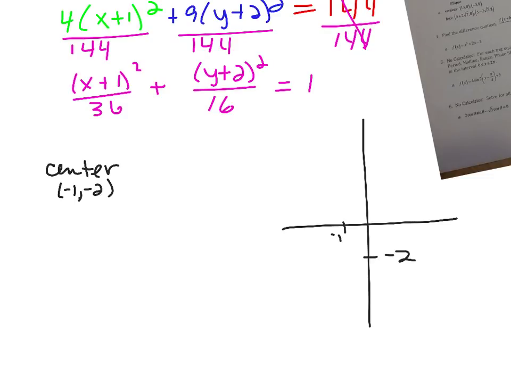And so remember, with the ellipse, your larger denominator is your a squared. So a squared is equal to 36. So a is equal to 6. So since it's underneath x, it's going to go left, right, 6. So to the right, 6 puts me at 5. Puts me at 5 here. And to the left, 6 puts me at negative 7.